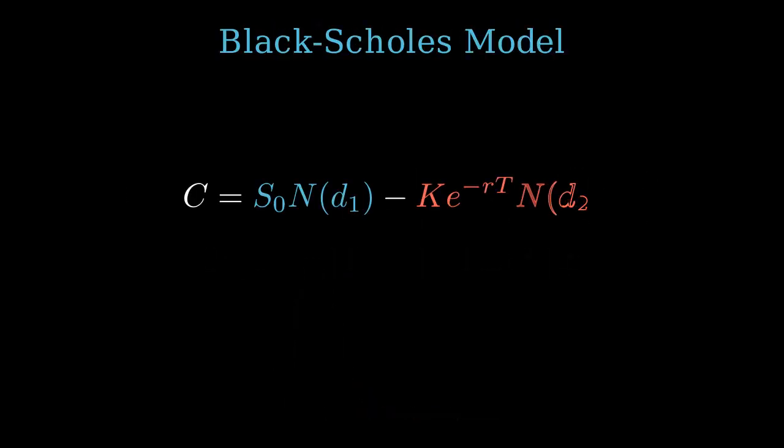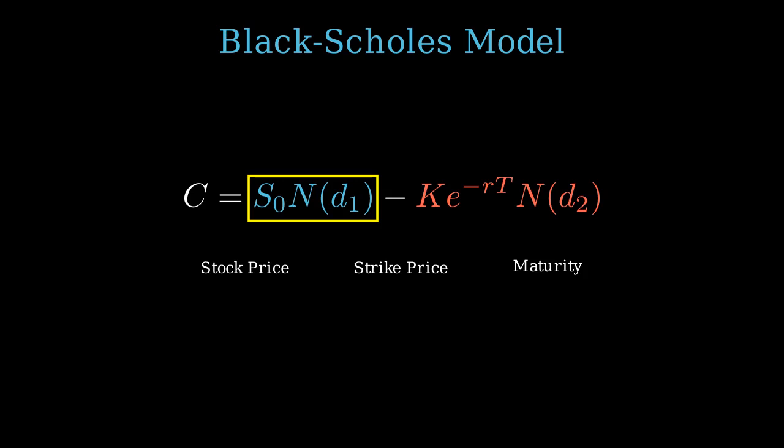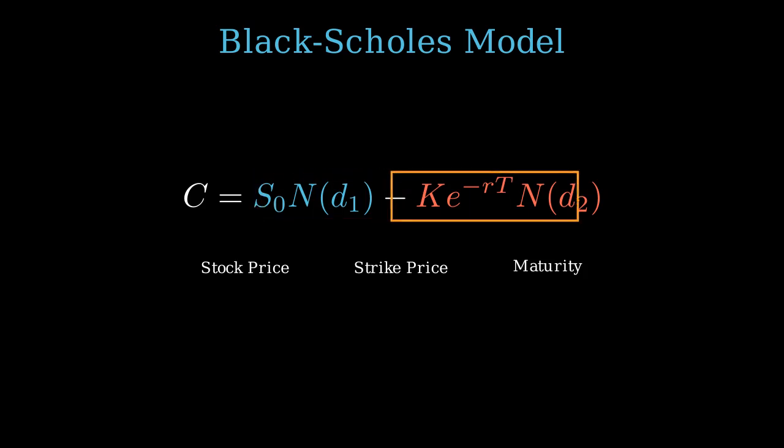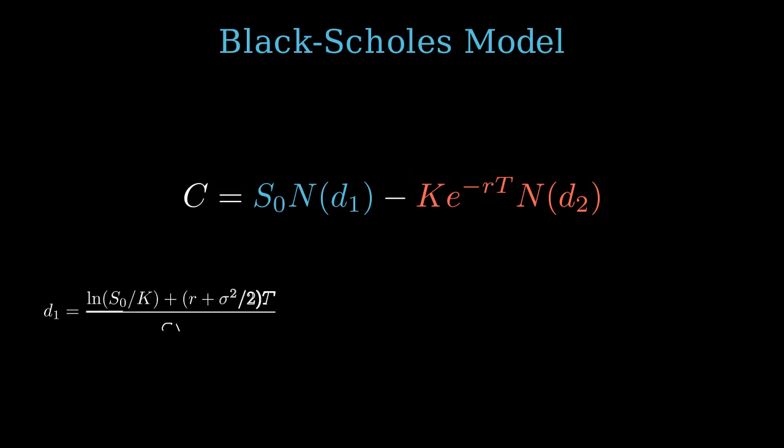The Black Scholes formula itself provides a closed-form solution for the price of European options. For a call option with strike price K and maturity T, the price is the current share price times the cumulative normal distribution of D1 minus the discounted strike price times the cumulative normal distribution of D2. Here, D1 and D2 are standardized variables that account for the time to maturity, the risk-free rate, and the volatility.